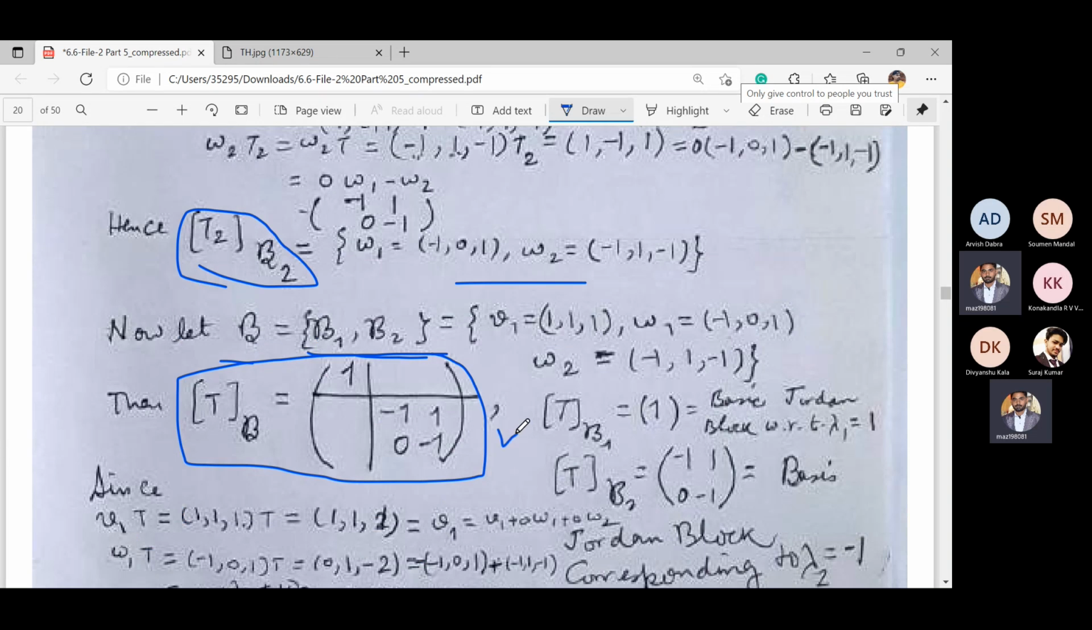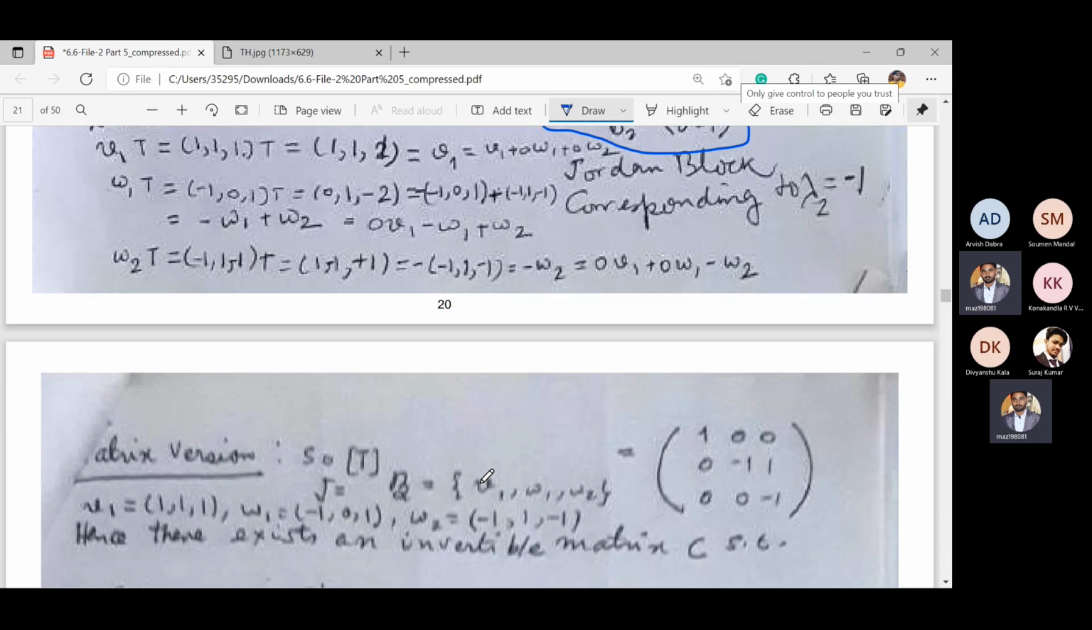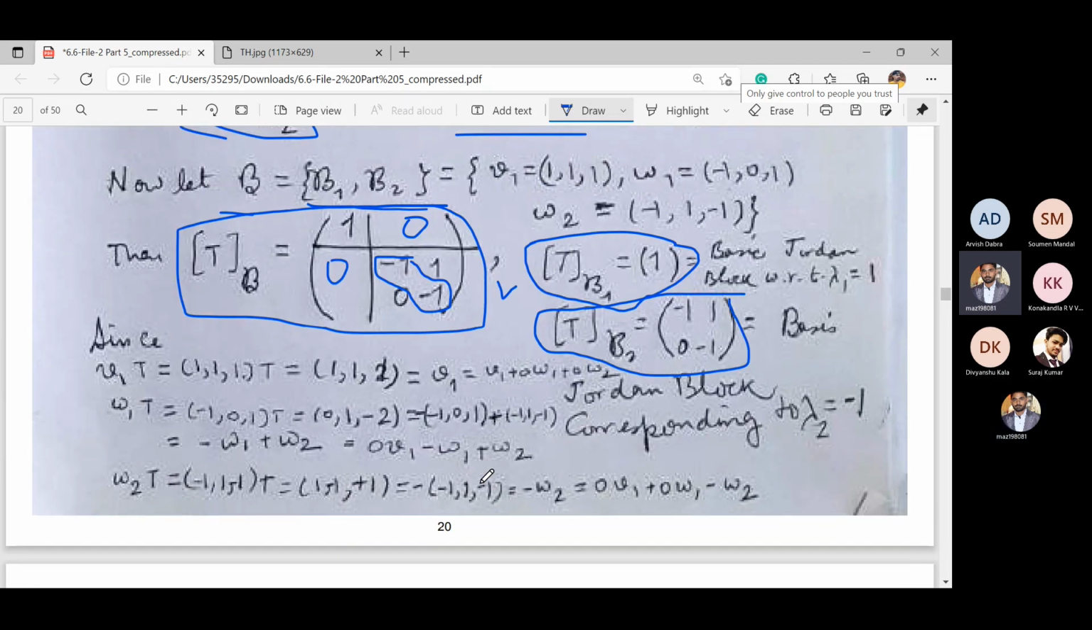So this one is Jordan form because it has the eigenvalues on the diagonal and 1 above, and all the other entries are 0. This one is the Jordan block for eigenvalue lambda equal to 1. This one is the block for lambda equal to -1. So this is the form, and I will send the PDF for the calculation for your reference.